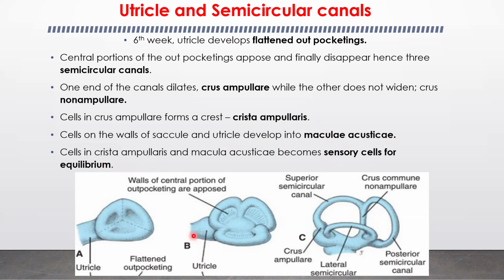So just a point to remind us is that we had utricle from the otocyst, saccule from the otocyst, and then we've developed these semicircular canals. And then these semicircular canals, we have these dilated ends, which are crus ampullare. These crus ampullare, they develop a crest that is known as crista ampullaris. This crista ampullaris, together with the saccule and the utricle, will develop some cells. These cells are now the sensory hair cells for equilibrium. And that's how now the sense of equilibrium comes across.